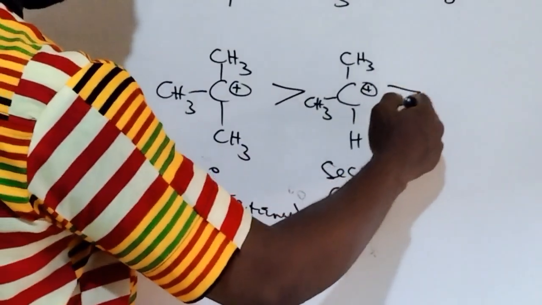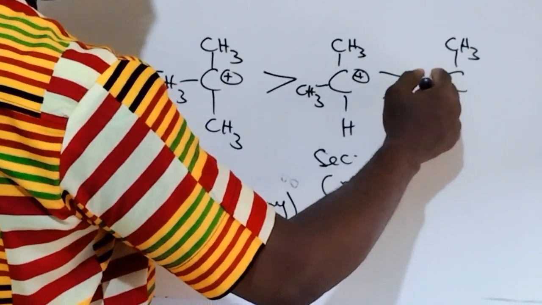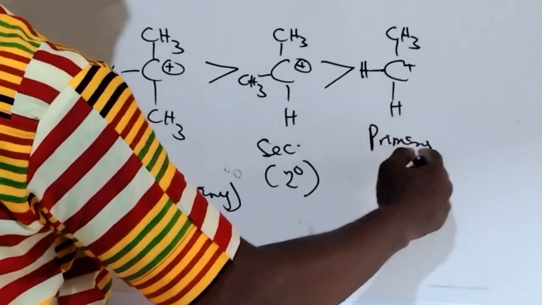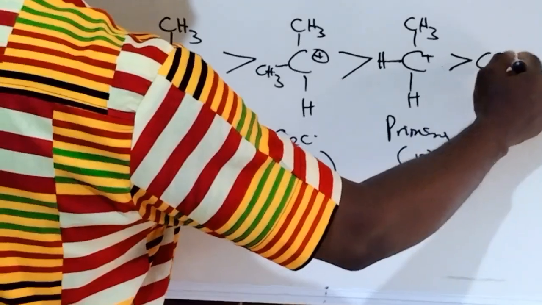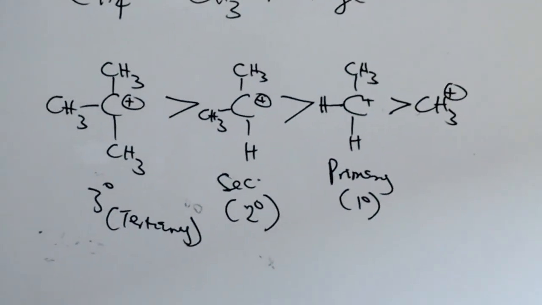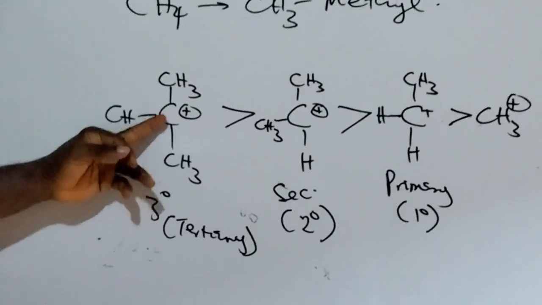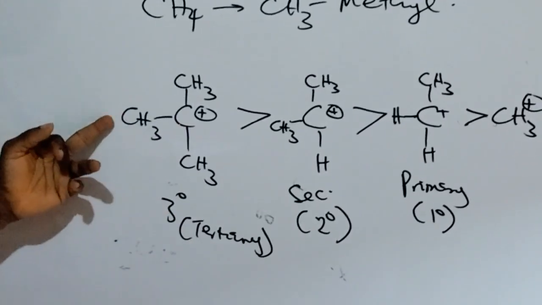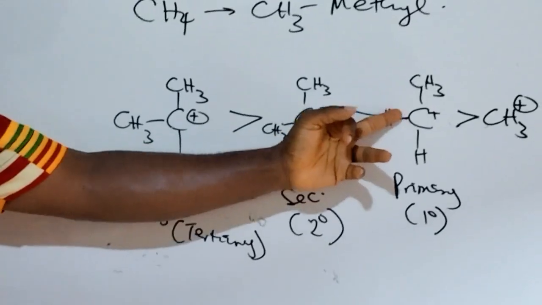Then we can also have a primary alkyl group. That is when you have only one alkyl group, a methyl group for instance, bonded to the central carbon. This is said to be a primary alkyl group or 1-degree alkyl group. Then we can have the methyl group, CH3, or the methyl cation. So you see that in terms of positive inductive effect, the tertiary alkyl group, where the central carbon is bonded to 3 alkyl groups, the 3rd degree, has a greater inductive effect than the secondary alkyl group, which has a greater effect than the primary, and so on.